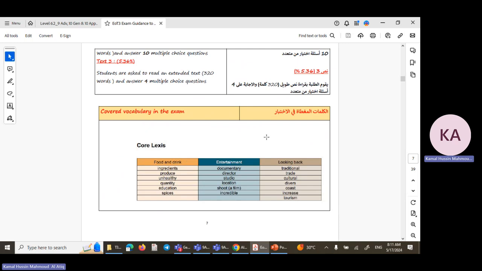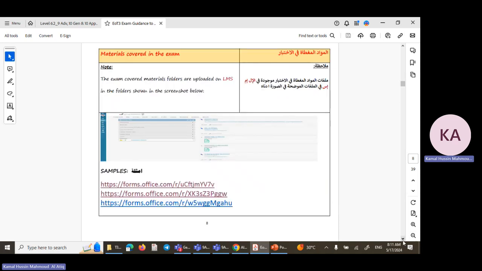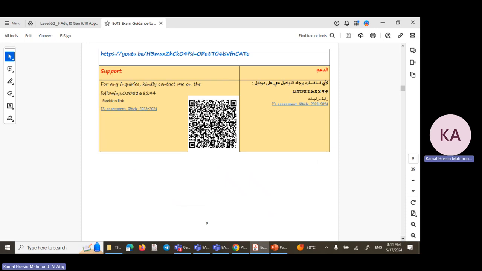Anyway, I will just sum up what I have explained to you. We need to focus on food and drink, entertainment, and looking back as basic themes, not only in writing, but also in reading. In this booklet that I have already given to my students, they will have samples of forms. These samples are very good. They give them real life practice. And through the link in this booklet, they will have answers for many things.